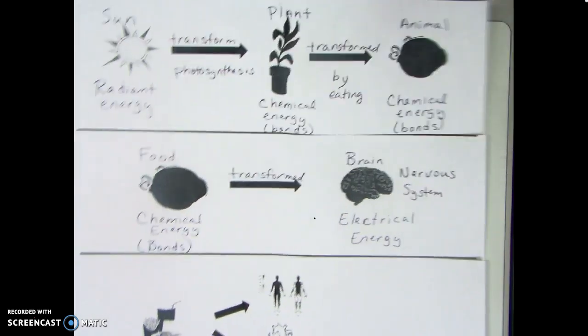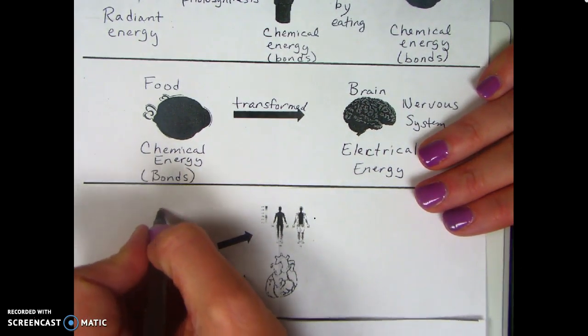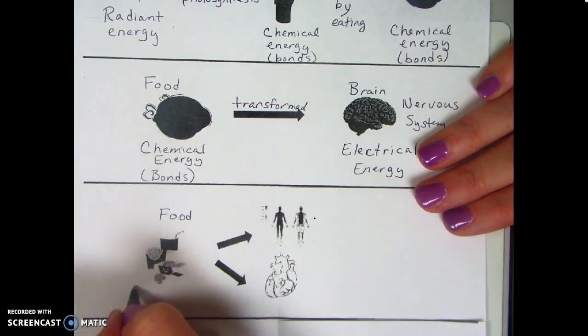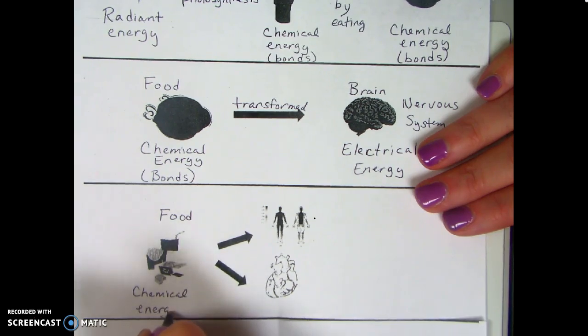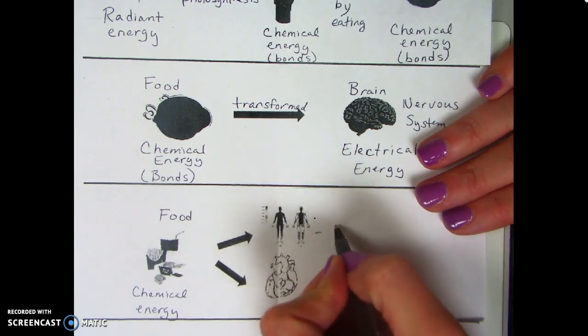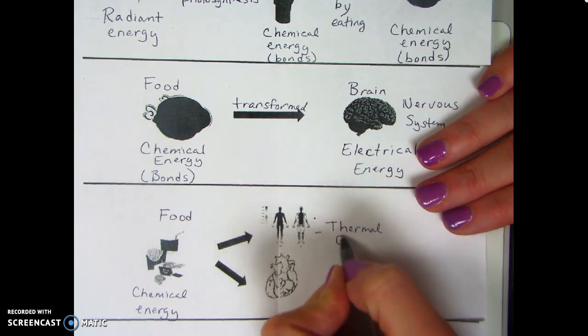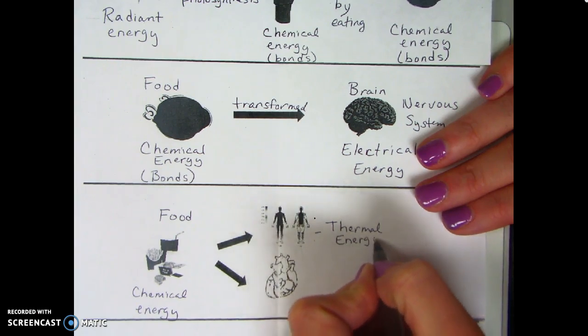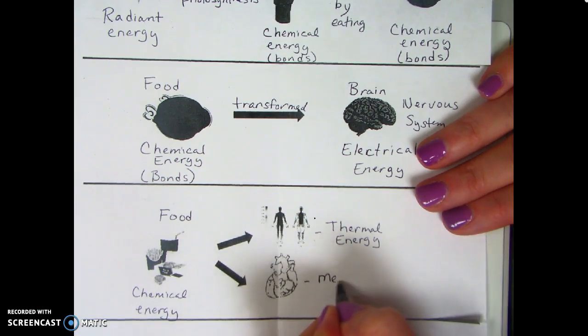So what do we have moving down? It's just another picture of food. So this is again food, and food is chemical energy. And then I have two arrows because we kind of studied this before, and I have a picture of a body, and the body looks a little bit faded. What were they showing? This was a thermal image. So thermal energy. And this is your heart. Oh, your heart's always pumping. So that's going to represent mechanical energy.